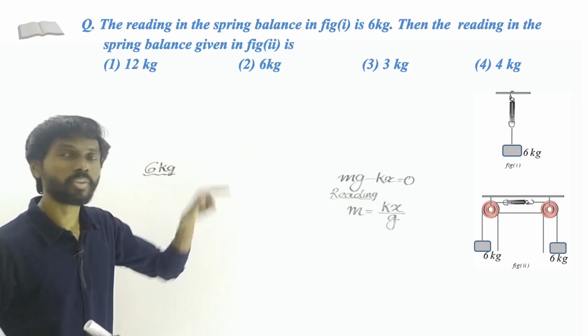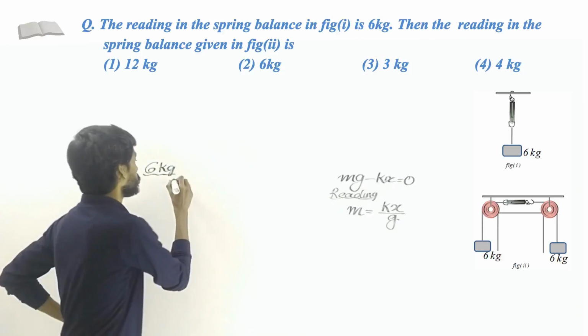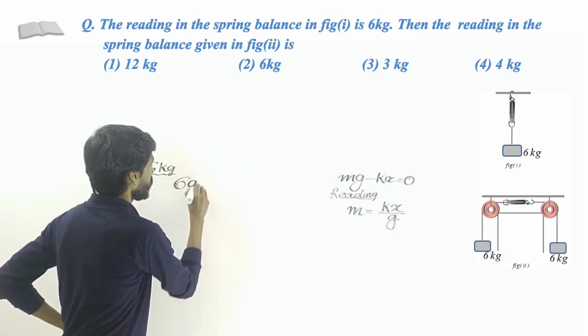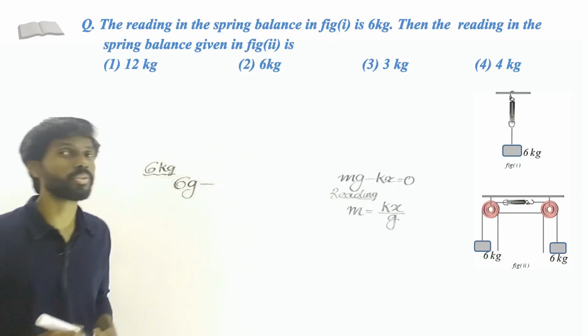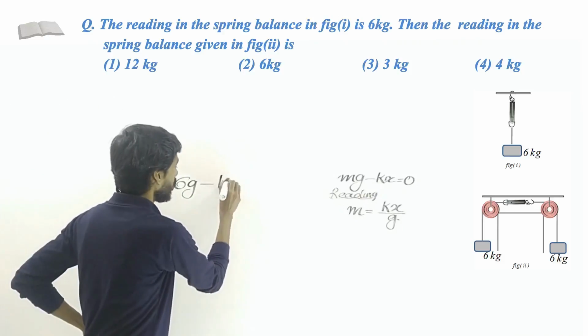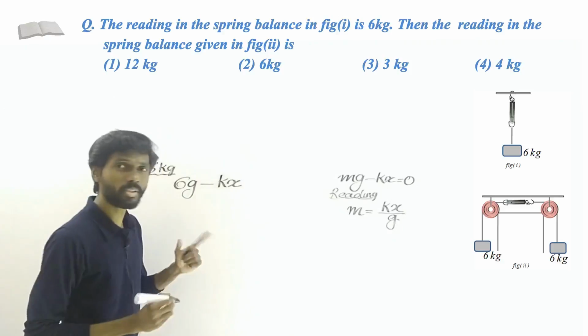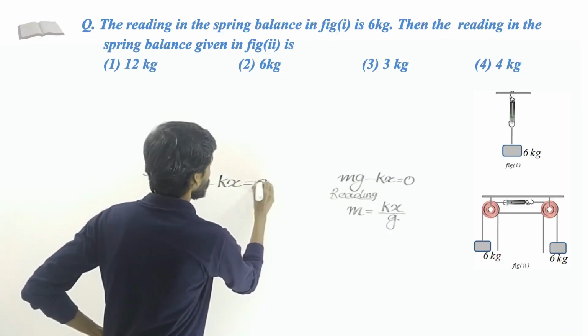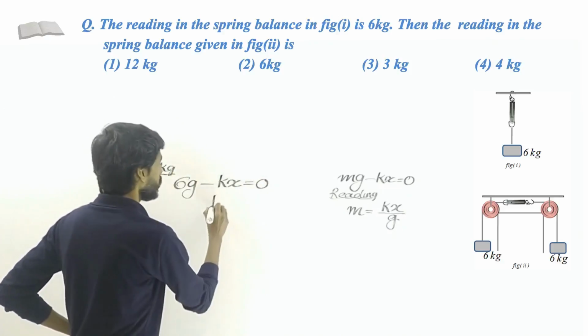So mg in the downward direction, so 6g, minus the force due to the spring, that is kx. The same kx only, k multiplied by x. That is the total force, so that equals 0. So what is the value of kx?